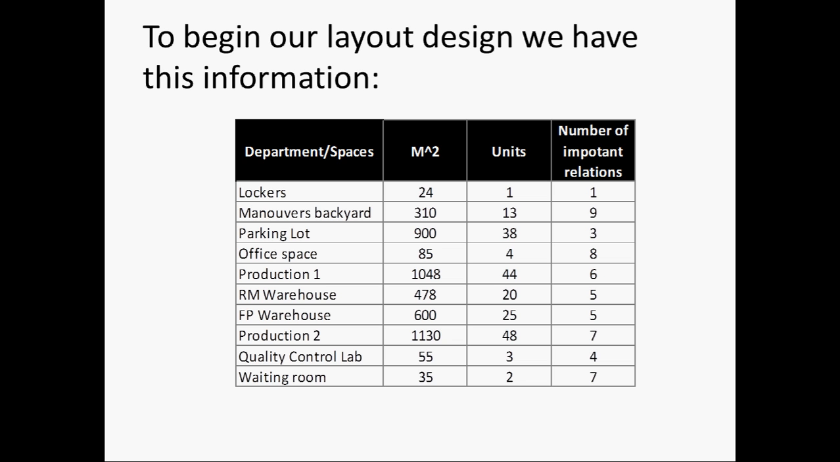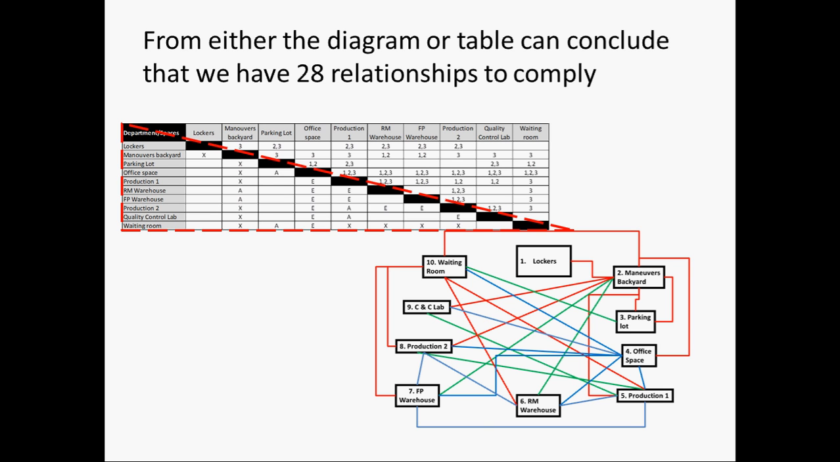To begin our layout design, we have this information. Departments, the name of the department, the square meters, the corresponding units, and the number of important relations. For this number of important relations, we can count in this diagram the number of important relations that it has. For example, the waiting room is going to have 1, 2, 3, 4, 5, 6, up to 7 relations. The lockers just has one, and it's an X relation.